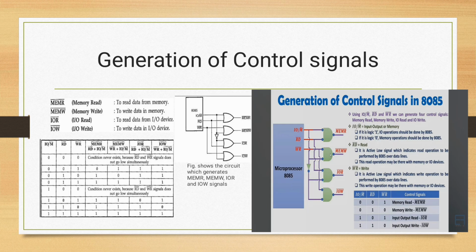And the same thing is happening for the next two combinations. For 101, obviously the IO pin is now activated, and parallelly the read pin is also activated. So the entire operation will be input output read, IOR bar, and for 110 the entire operation will be input output write, or IOW bar operation.